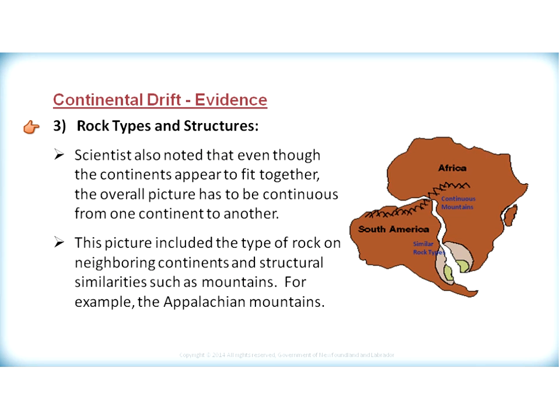The third piece of evidence focuses on rock types and structural similarities, such as mountain chains. Scientists also noted that even though the continents fit together, the overall picture has to be continuous from one continent to another. This picture included the type of rock on the neighboring continents and structural similarities such as mountains. For example, in the diagram to the right, there's a mountain chain that runs from the northern portion of South America over into the central portion of Africa.